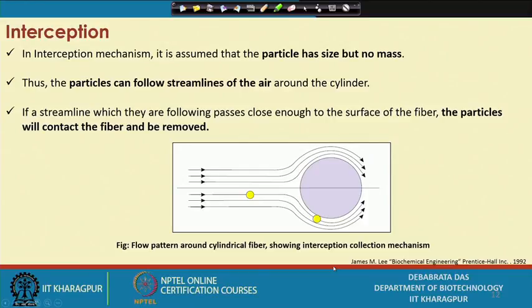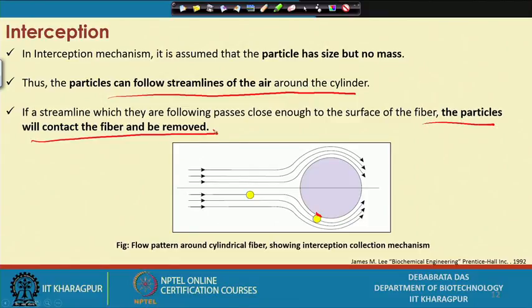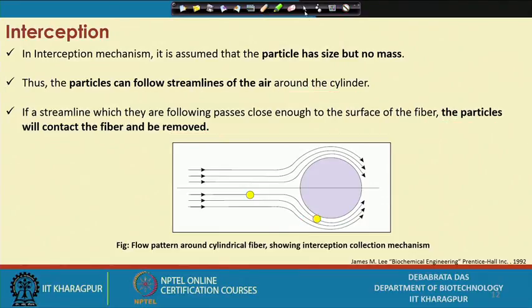Now, in case of interception, I told you this is how it happens. This particle moves like this, and when it moves, it touches the surface of the fiber. The particle can follow the flow stream in the air around, and the particle will contact the fiber and be removed. If the particle is removed through this, we call it a particle removed through interception.